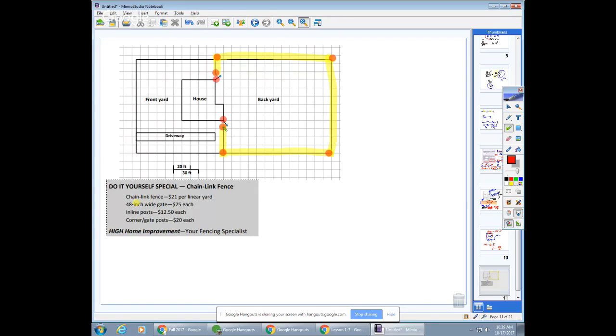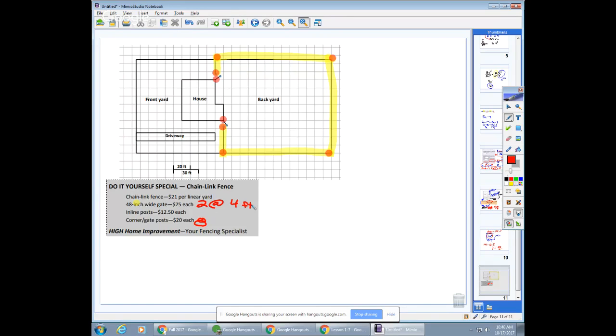All right, so it looks like I need 1, 2, 3, 4, 5, 6, 7, 8. So I'm gonna make a note in here. So where are my corner posts? I need 8 of those. I know I need 2 gates, and the gates take up 4 feet. So I'm gonna make a note of that.